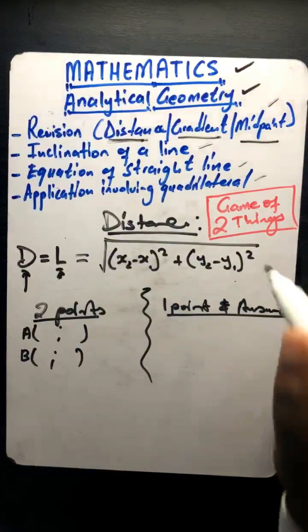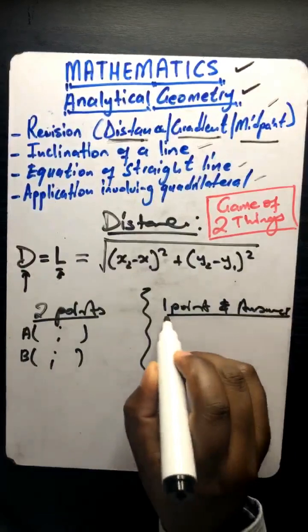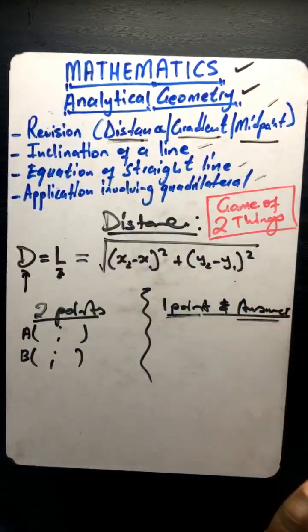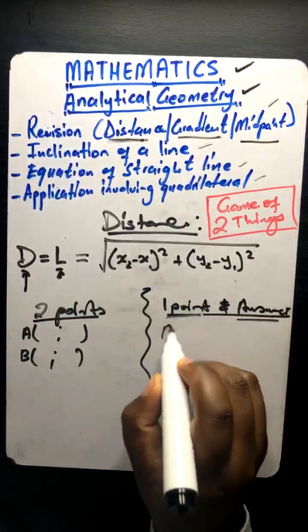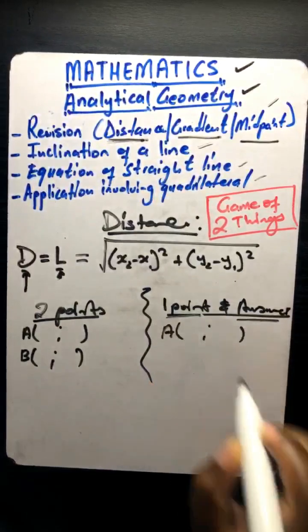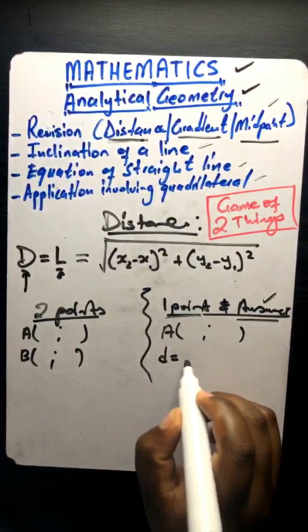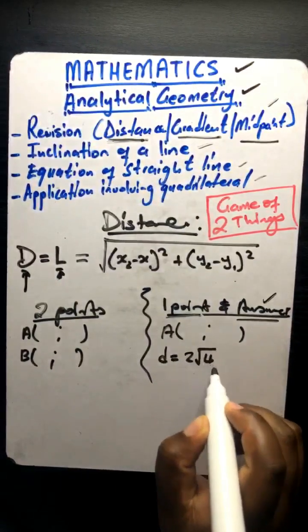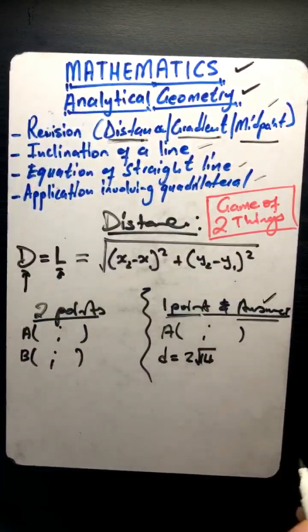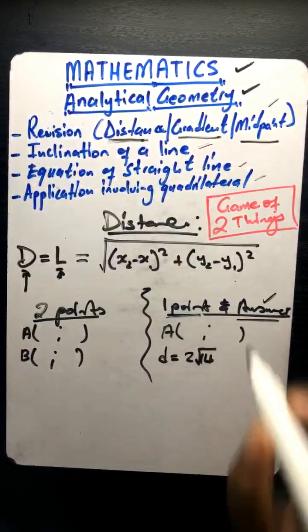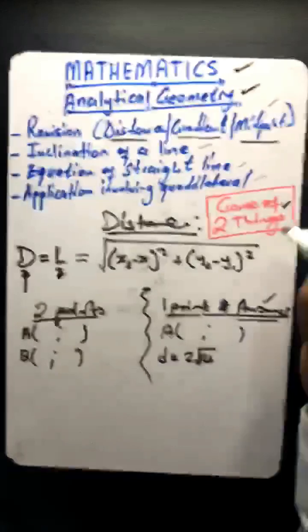Okay, so this is what I was saying. It's either you have a point and an answer. What do I mean by that? For example, the examiner might give you point A having the coordinates x and y. And what do I mean by an answer? That means they will give you the distance, which could be maybe 2 square root of, let's say, 14. So can you see? It's a game of two things.